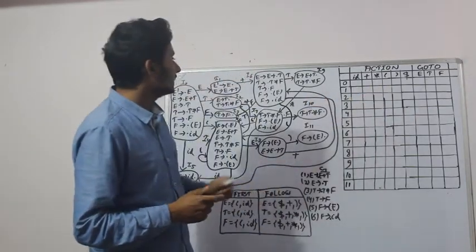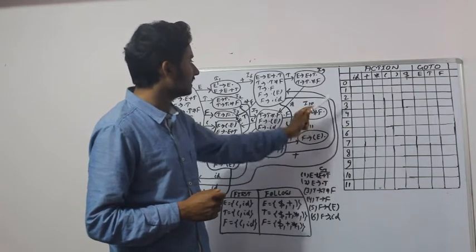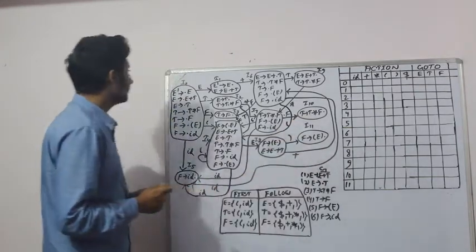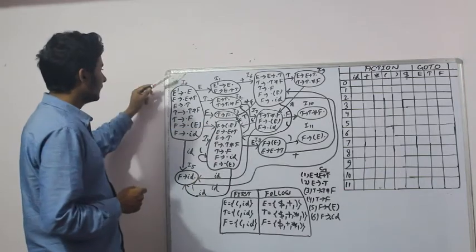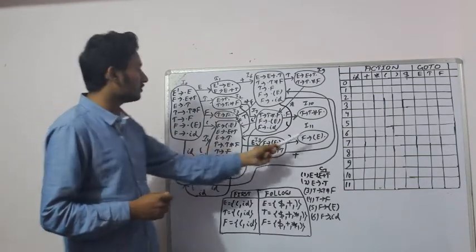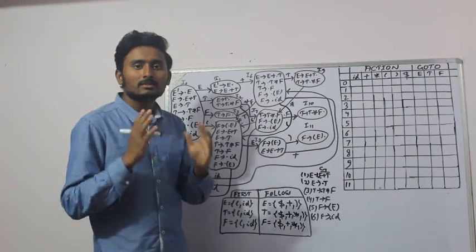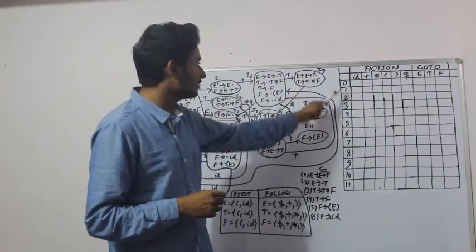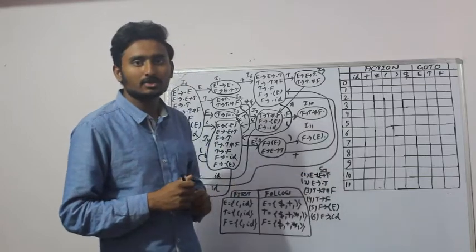Now friends, the number of rows is equal to the number of states we have in our DFA. Here in this DFA, starting from I0 to I11, we have a total of 12 states. So we have 12 rows in our parse table.